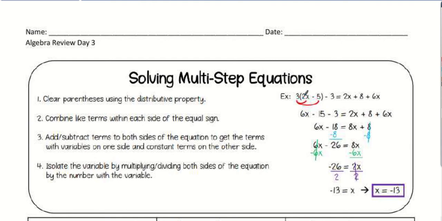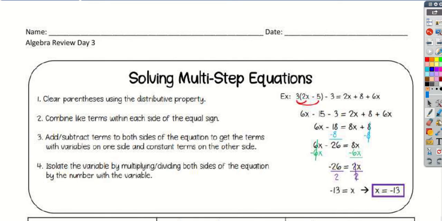Remember, the first thing we're going to try to do is the PEMDAS, so the parentheses. If we have a number in front, we want to distribute. We want to take care of everything inside the parentheses first. Then we're going to look to combine like terms. We're going to look to get the numbers on one side, the variables on the other, and then isolate the variable to solve our problem.